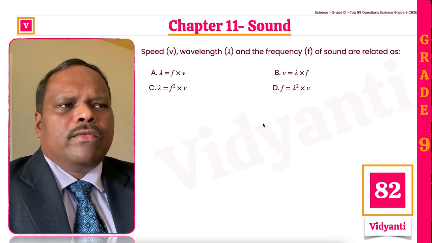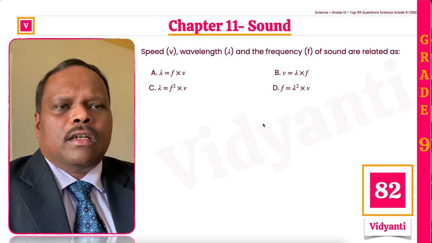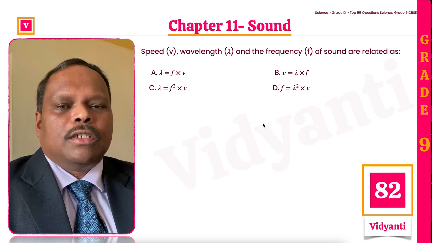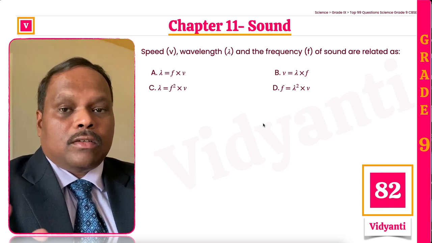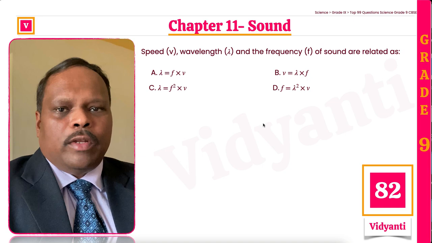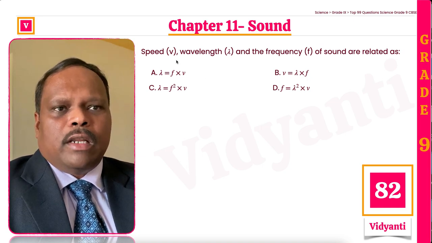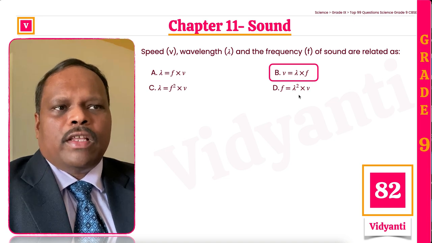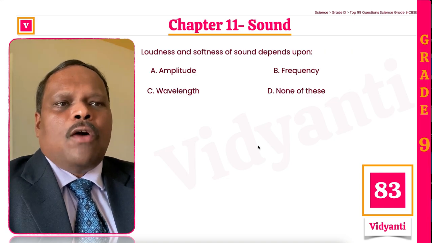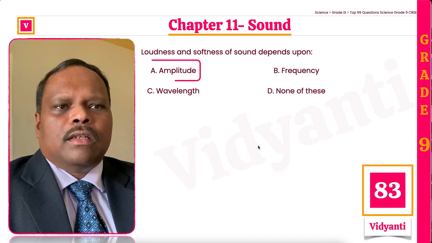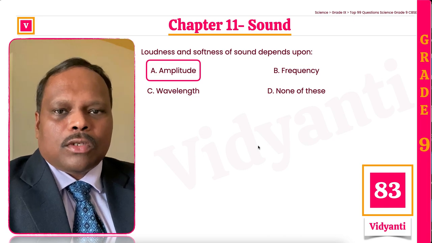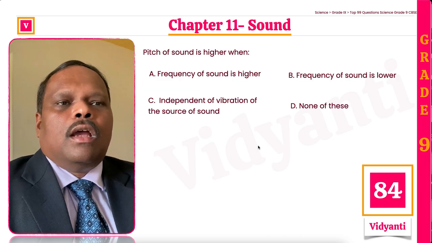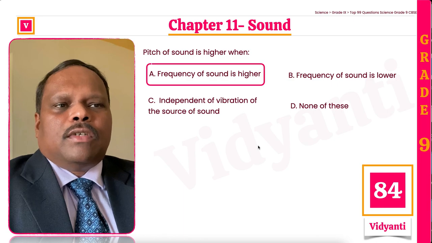Speed, wavelength, and frequency are related as well. Speed is how much distance you travel in 1 second. Wavelength is the distance for one wave, and then frequency is how many waves. So it's a simple multiplication. Speed will be the multiplication of wavelength and frequency. Loudness and softness depend upon amplitude, how loudly I'm speaking or how softly I'm speaking. Pitch of the sound is high when the frequency is higher.